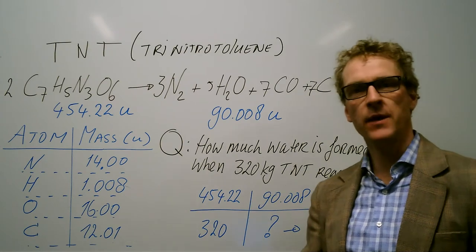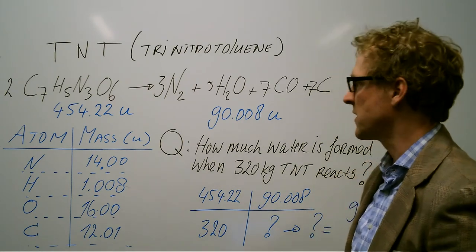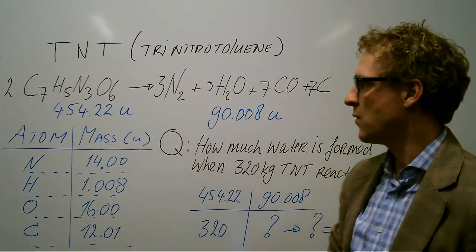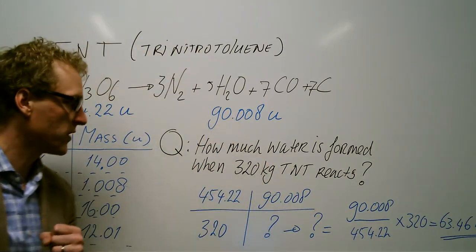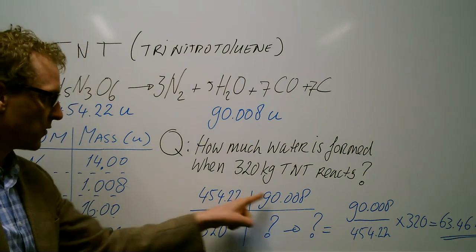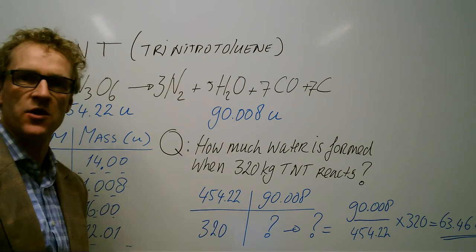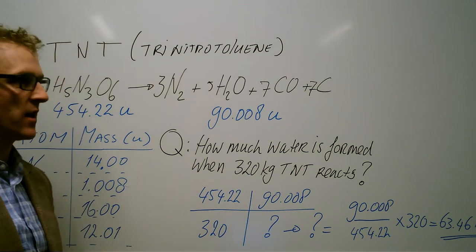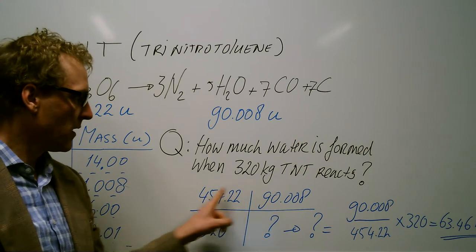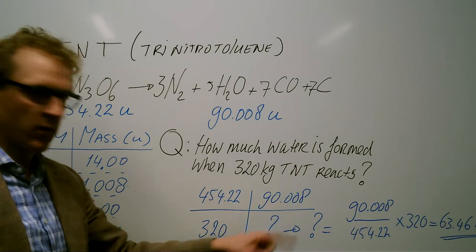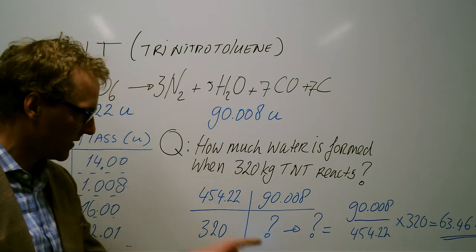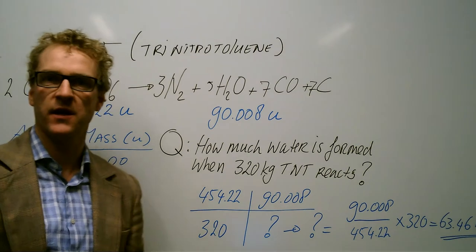We know that, now we can start dealing with our question. And our question is, what if we have 320 kilograms of TNT? Now, how can we calculate how much water is formed? Well, to give you a hint, I noted all the digits that we need for this exercise in one small table. I have the 454.22 of the TNT, the just over 90 of water, the 320 kilograms that is given to us in the question, and the question mark.